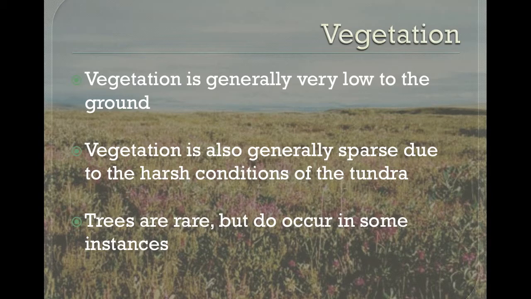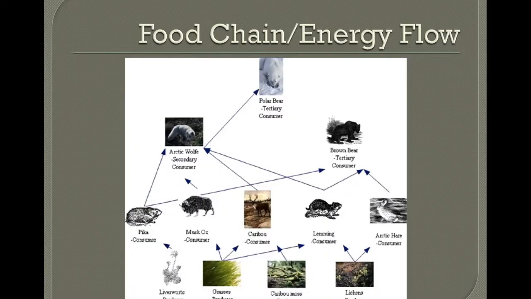And trees are rare, but they do occur in some instances. They're generally very low if they are found in the tundra. And some examples of these low vegetation that I've discussed above are Arctic moss, Arctic willow, bearberry, caribou moss, and Labrador tea, which are all plants that are very close to the ground with shallow roots.